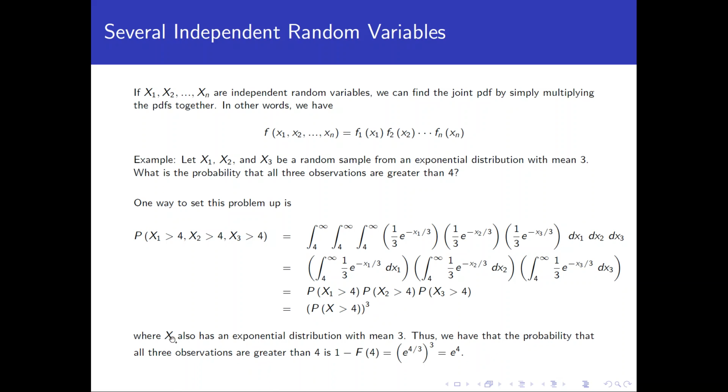So if I want the probability that all 3 of these observations are greater than 4, then we would do 1 minus F of 4. In this case, that whole thing should be cubed. There, we should have a cube around that whole thing, which is what I have here. So we would have e to the negative 4/3, because that would be the distribution evaluated at 4, and then subtracted from 1. And so we just get e to the negative 4 in this case.